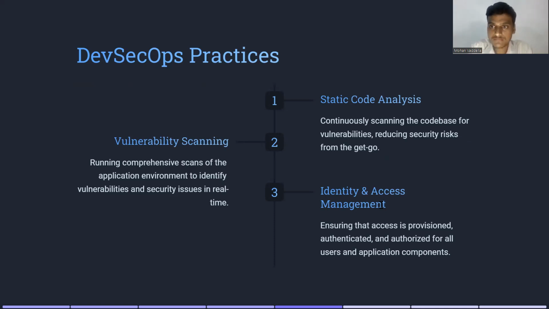Next one is identity and access management. It's like creating role-based access to the application. Not everyone should be authorized to make critical changes, only people like principal developers and security professionals. There must be a hierarchy, which is usually followed in corporate culture.